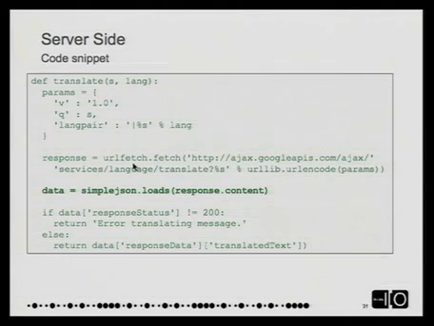Next, we use simple JSON to parse the results, and the results are returned in the response.content object in Python. And then finally, we do some error checking. Initially, when I showed the API request, I showed the two different properties at the very bottom, one being response status and the other response details. And this shows you how easy it is to use them.